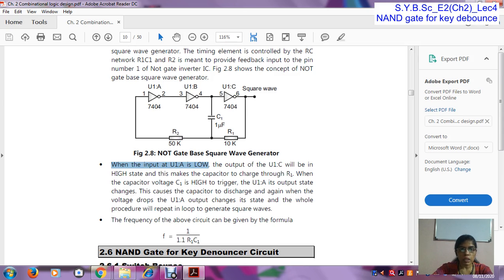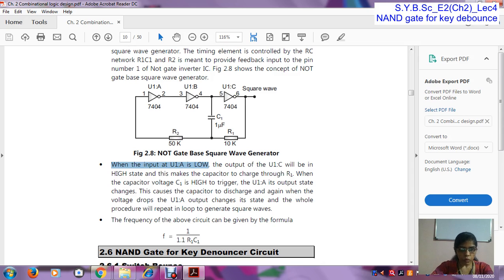This output is given to the input of the third NOT gate. Here the input is 0, so the output is 1. So when the input is 0, the output of the third gate will be high. Here we get a high output, the 1 state, and this makes the capacitor charge through R1. So if we get 1 here, this capacitor is charged through this resistor.